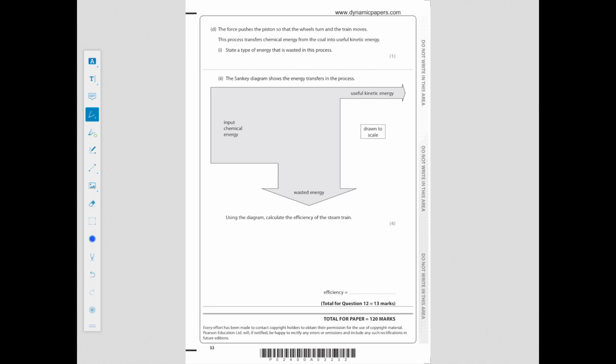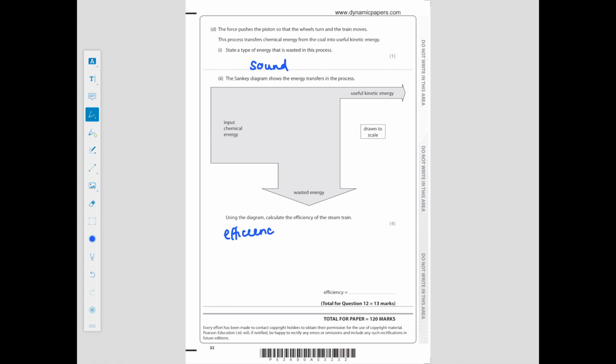The force pushes the piston on so that the wheels turn and the train moves. This process transfers chemical energy from the coal into useful kinetic energy. State a type of energy that is wasted in this process, and it's always worth writing the sound or thermal energy here. The Sankey diagram shows the energy transfers in this process. Using the diagram, calculate the efficiency of the steam train.